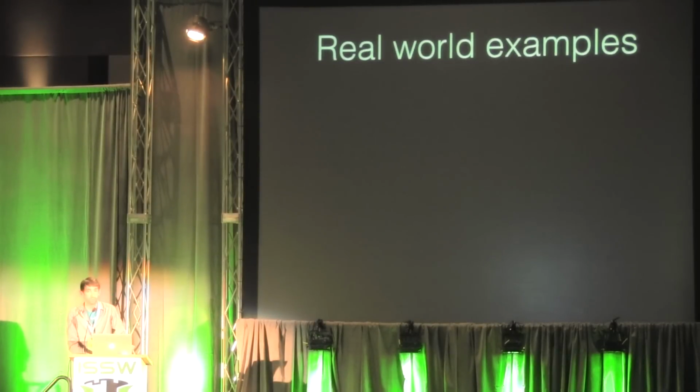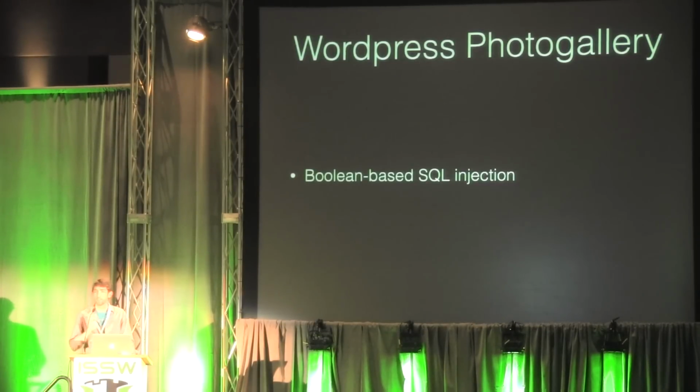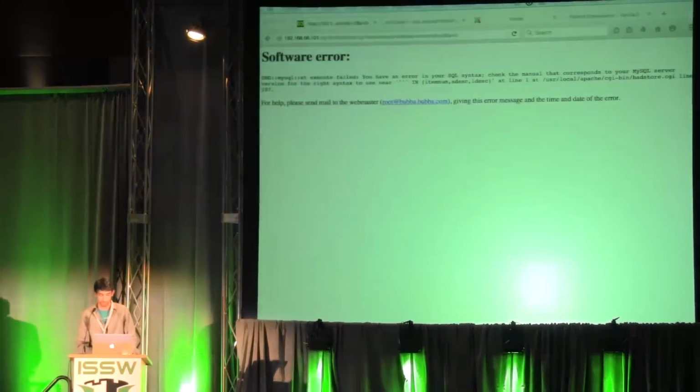Okay, so let's move on to some real-world examples. Let's do WordPress Photo Gallery. This is, I don't know, 2 years old or something like that. I think it's Photo Gallery 1.2.7. It's a Boolean-based SQL injection, but by default, SQLMap is unable to exploit it. SQLMap will detect that it's vulnerable, but it can't exploit it. So let's see what that's going to look like.